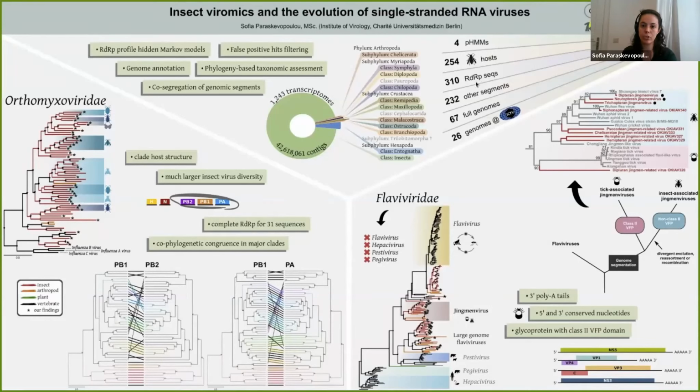Finally, the discovery of these viruses suggests that segmentation in Flaviviridae evolved probably once, because of the monophyletic nature of the segmented viruses. Thank you so much.